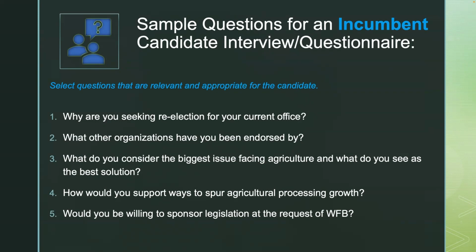What do you consider the biggest issue facing agriculture, and what do you see as the best solution? How would you support ways to spur agricultural processing growth? Would you be willing to sponsor legislation? If it's a legislative candidate, would you be willing to sponsor legislation at the request of Washington Farm Bureau?